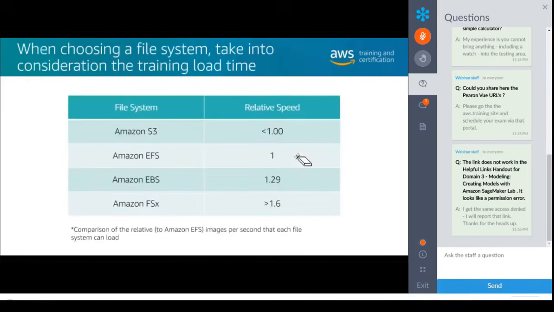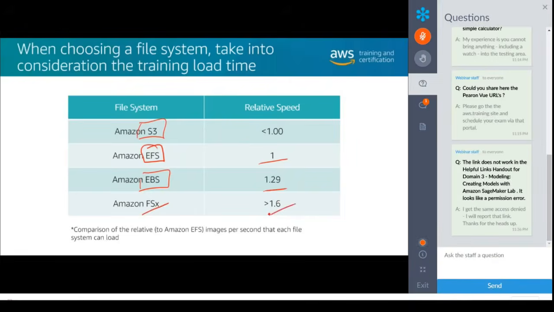When choosing a file system, take into consideration the training load time. So relative to regular EFS, which is kind of like our baseline here, S3 is a little bit slower. EBS is slightly faster, but significantly more expensive. Notice we did not recommend EBS, by the way, in any of those previous slides. And FSx for Lustre is clearly the fastest.